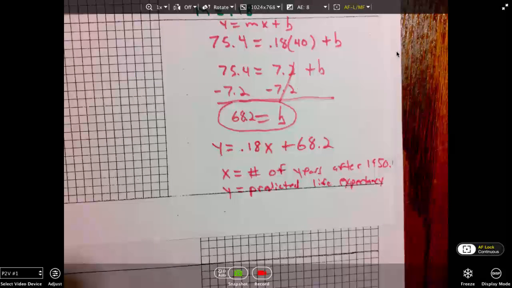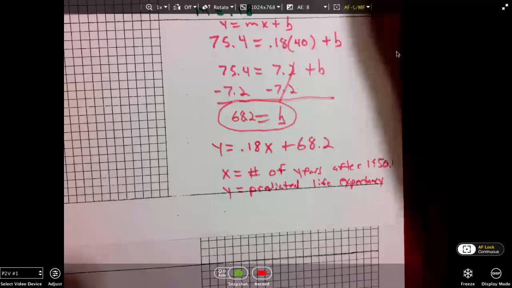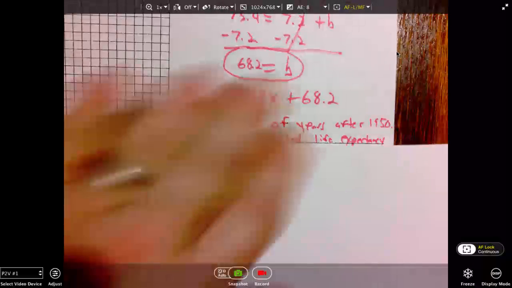C part. Estimate the life expectancy of someone born in 1987. All right, we're going to use this equation.